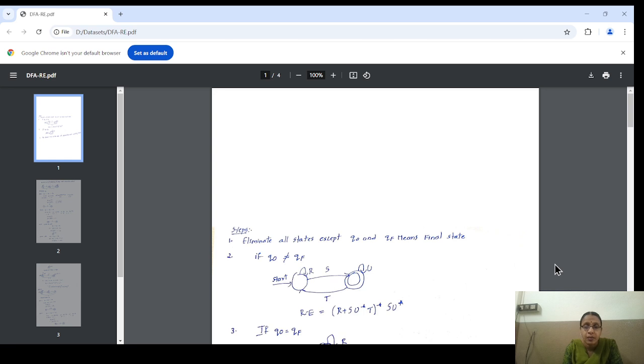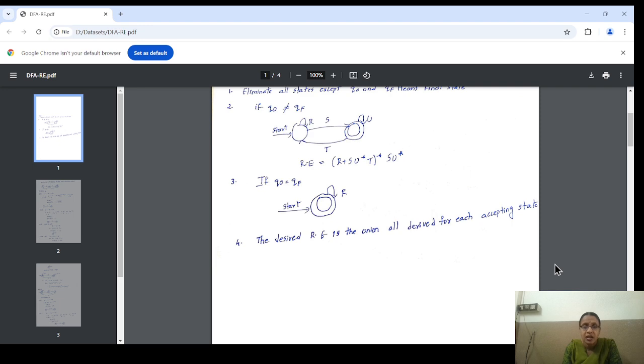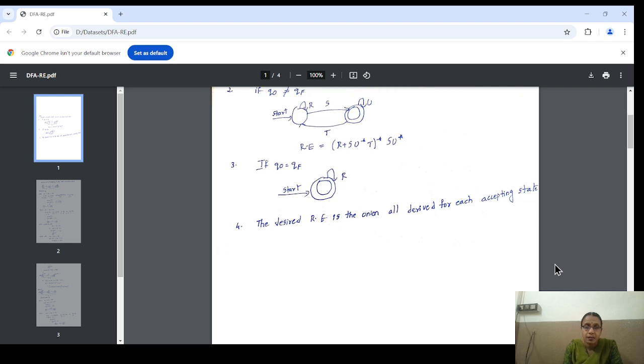R, S, U and T. The regular expression formula is (R plus S U star T) whole star S U star. And sometimes in the diagram the start state and final state are the same. In that case we have to apply the third step, if Q naught is equal to QF. Then we get the final solution, we get the loop on this state. Yes, the desired regular expression is the sum of all derivations for each accepting state.